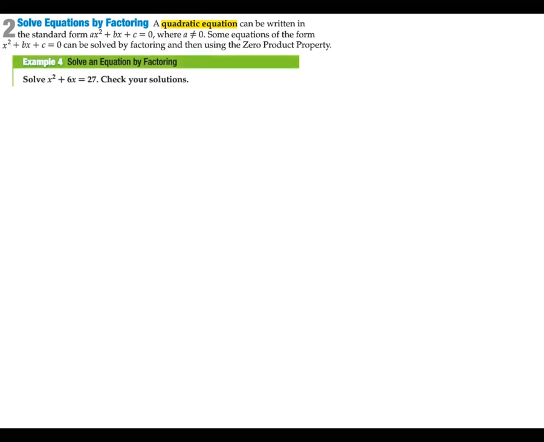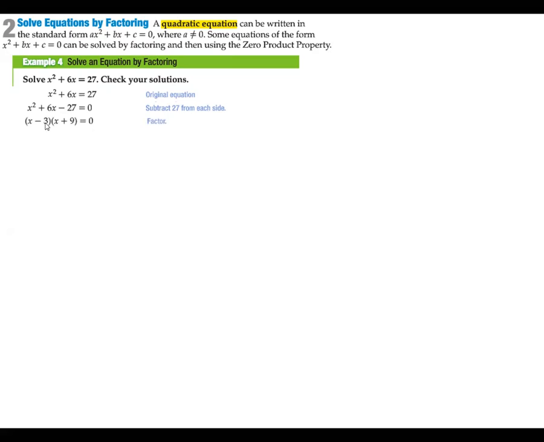Well, notice it's not set equal to 0. You cannot use the zero product property unless your equation is set equal to 0. So all we do is just set this bad boy equal to 0 by subtracting 27 from both sides. You get x squared plus 6x minus 27 equals 0. Then you've got to factor it.